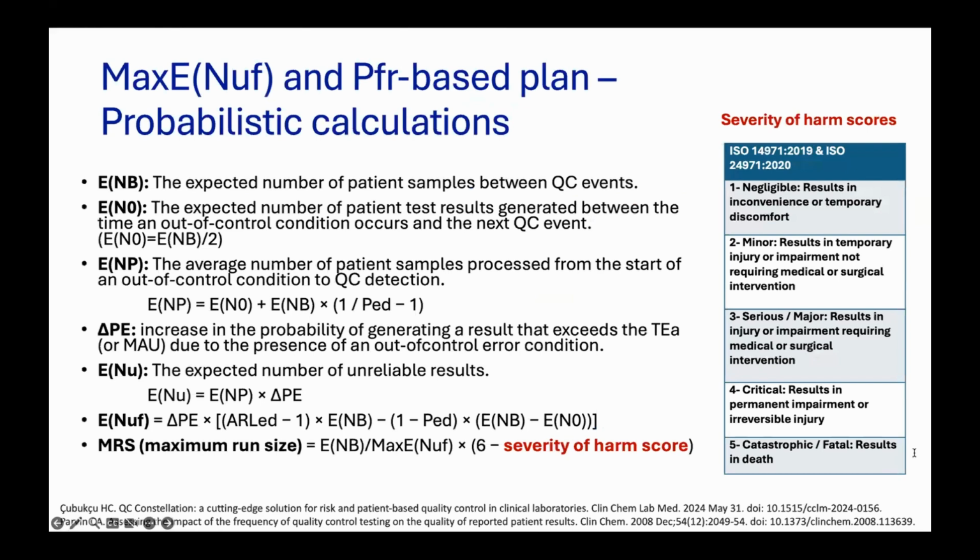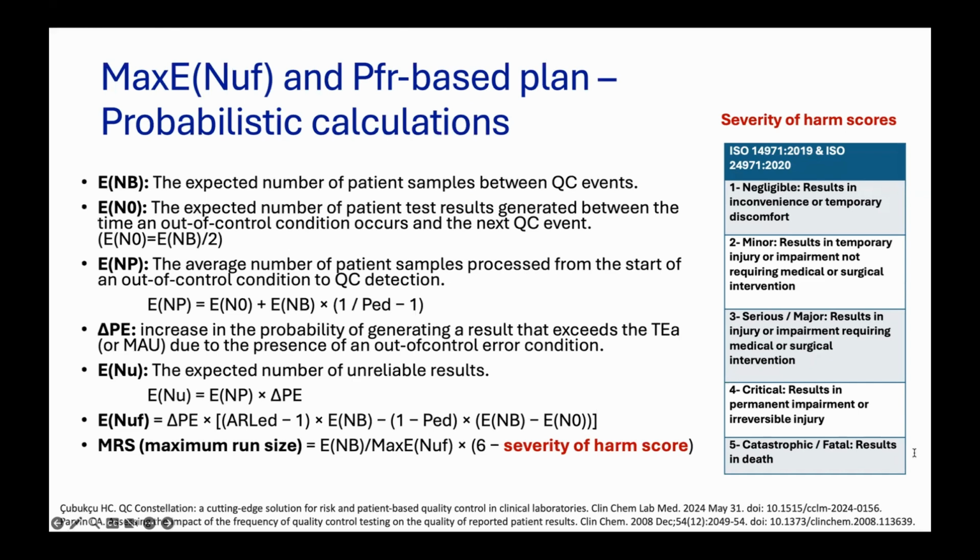Max INUF and PFR-based QC plans involve complex probabilistic calculations that consider the error detection probability of QC rules and the expected number of patient samples between QC events. This approach allows us to determine maximum run size, also known as the number of patient results that can be processed between two QC events. Here in the slide, we abbreviated it as MRS.